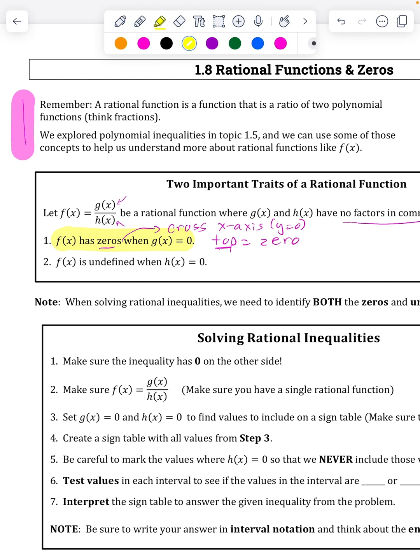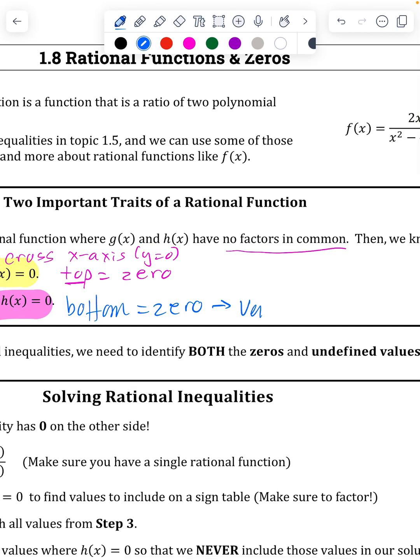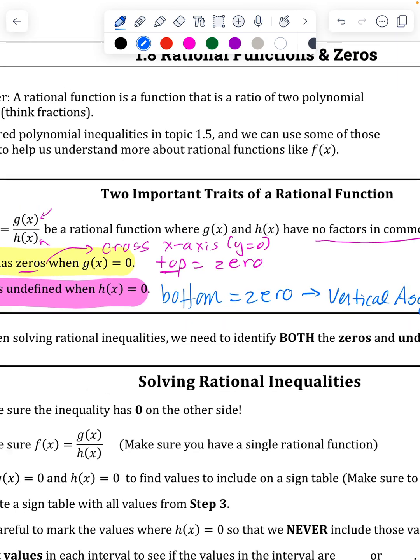Then, in the bottom, it says f of x is undefined when it's 0. You already know that you can't divide by 0. So we're going to look at the bottom, and we're going to find out where that equals 0. And then that will tell us where we have vertical asymptotes, meaning a vertical line that your graph is not going to touch.